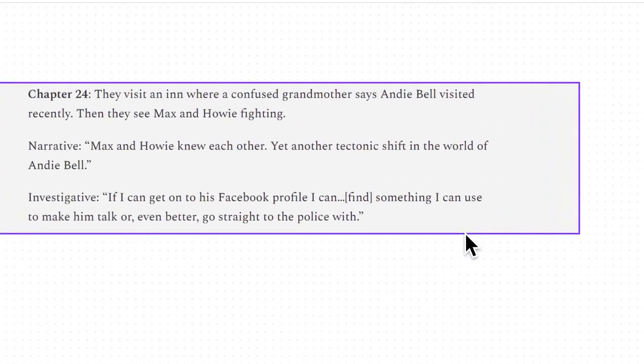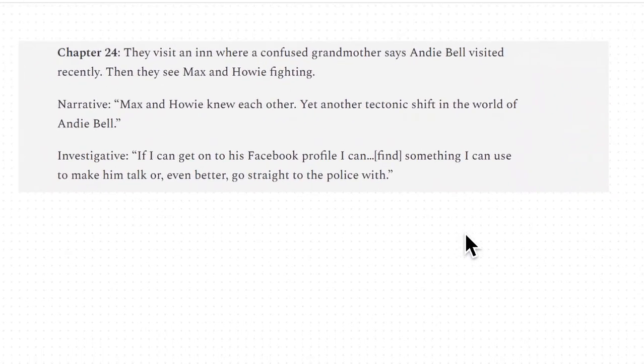In chapter 4, they visit an inn where a confused grandma says Andy Bell visited recently. Then they see Max and Howie fighting. The narrative is Max and Howie knew each other, yet another tectonic shift in the world of Andy Bell. So we're seeing characters colliding here, and we're getting ourselves some red herrings. Notably, it's interesting that the grandma is confused because we're not sure whether that's a credible clue or not.